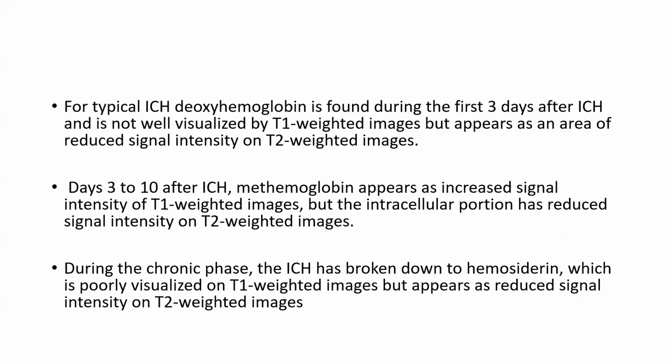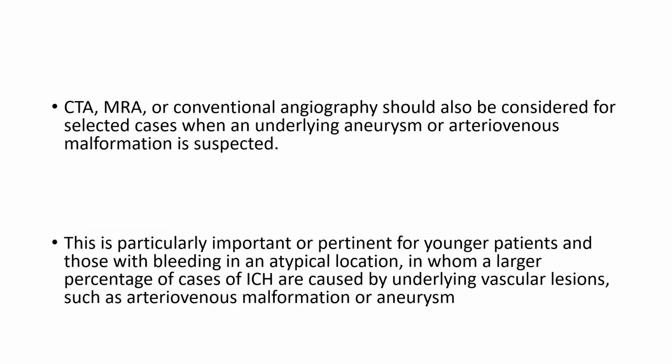For typical ICH, deoxyhemoglobin is found during the first 3 days after ICH and is not well visualized by the T1 weighted images, but appears as an area of reduced signal intensity on T2 weighted images. During day 3 to 10 after ICH, methemoglobin appears as an increased signal intensity on T1 weighted images, but the intracellular portion has reduced signal intensity on T2 weighted images. During the chronic phase, the ICH has broken down into hemosiderin, which is poorly visualized on T1, but appears as a reduced signal intensity on T2 weighted images.